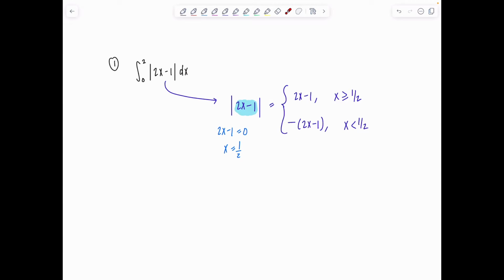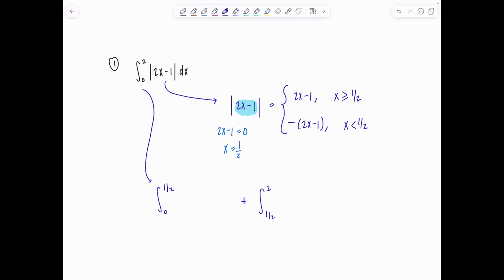So now what we're going to do is look at our limits of integration. It goes from 0 to 2. Is this domain split at 1/2 relevant to us? Is 1/2 on the interval from 0 to 2? It sure is. So then we're going to come along here and split the integral up. We're going to have to go 0 to 1/2 plus 1/2 to 2.